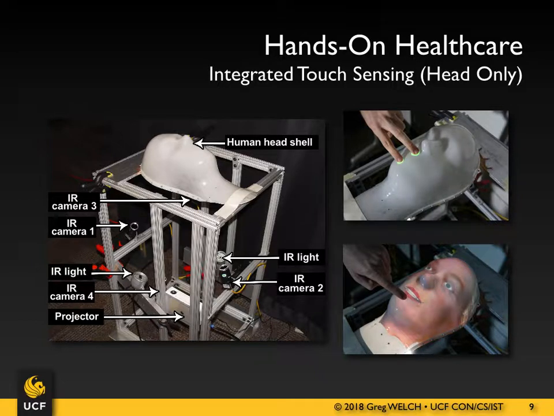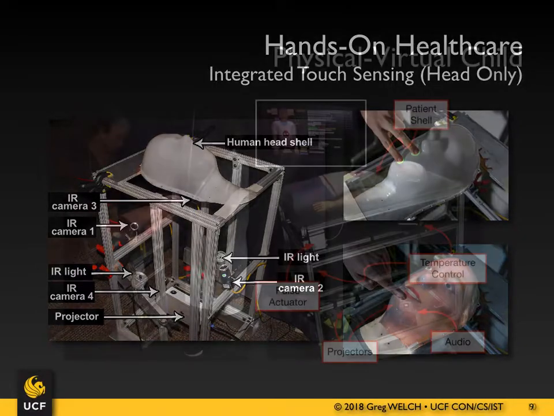We more recently moved to a head just to focus on more precise touch sensing and automated touch sensing in a tightly integrated loop with computer graphics. So as shown here, one can actually reach out and pull down the lip of the patient or pull down on the eyelid to do, for example, a diagnosis for stroke.